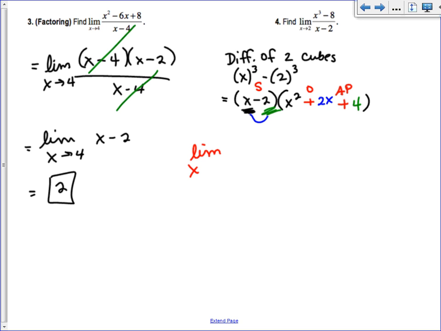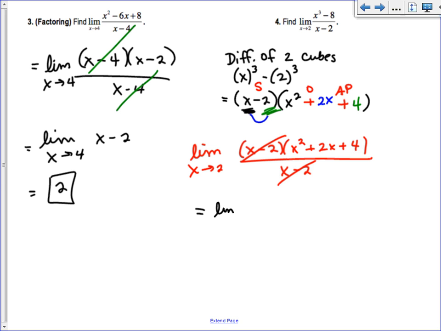So it's going to be the limit as x goes to 2 of x minus 2 times x squared plus 2x plus 4 over x minus 2. The x minus 2's cancel. So now you've eliminated the part that was undefined. So you're going to get the limit as x goes to 2 of x squared plus 2x plus 4, which is 4 plus 4 plus 4. Right, 2 squared plus 2 times 2 plus 4.